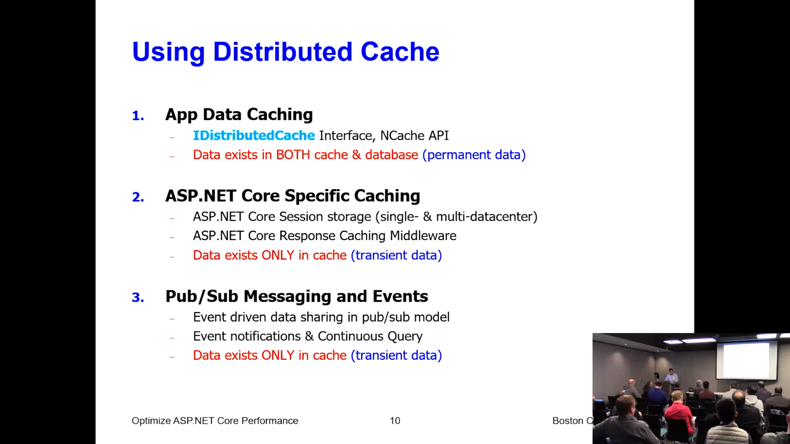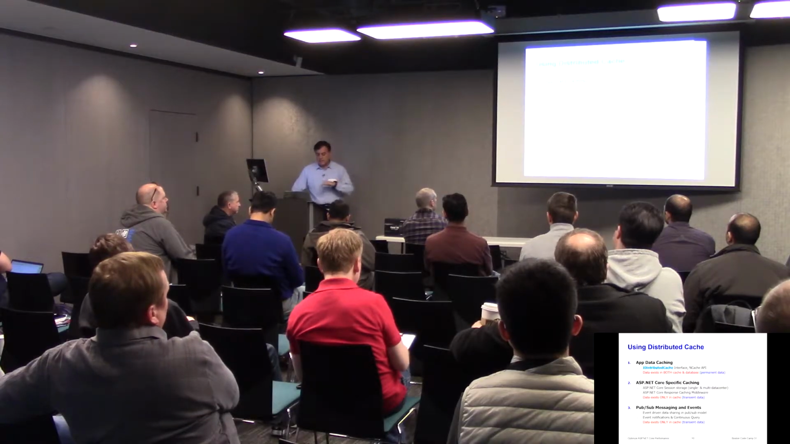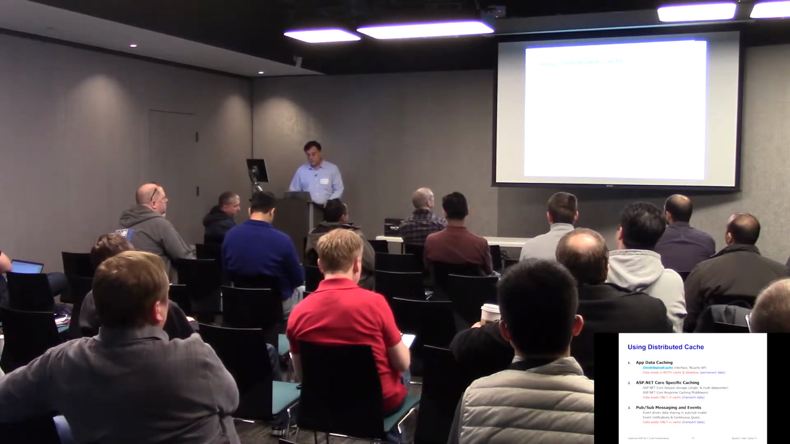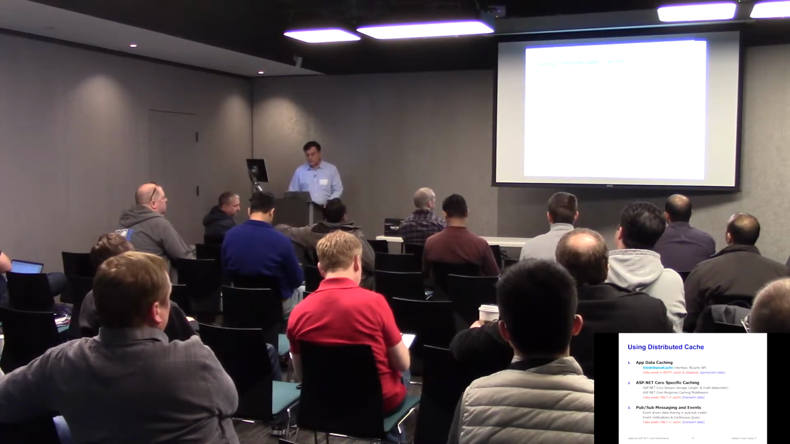The difference to keep in mind between application data caching and ASP.NET Core caching is that, unlike application data caching, where the data existed in two places, now the data exists only in the cache. And because the cache is in memory, this data will be lost if any cache server goes down, unless there is replication. So that's a very important point to keep in mind: any cache that does not give you good replication is not suitable for caching sessions or other transient data.